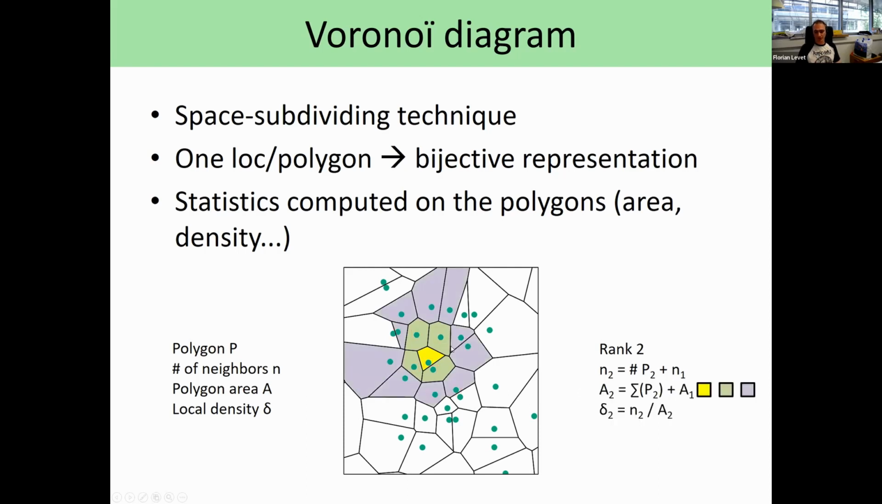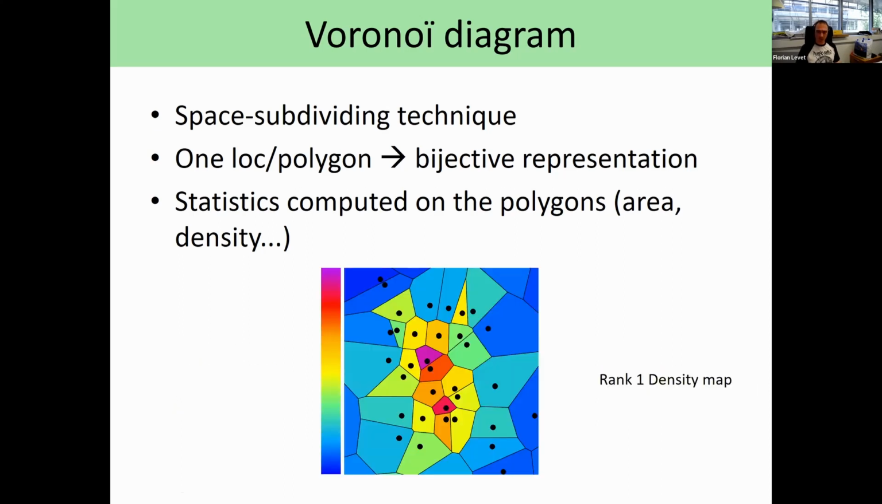You can do that for the rank 2, and you add this result for the density and the area, and then you can do that for the rank k. In the end, what we mostly use is the rank 1, because with respect to rank 0, it has a smoothing effect, and we find it better to do segmentation. And here you can see that we computed the local density at the rank 1, and we colored each of the polygon with respect to its density.